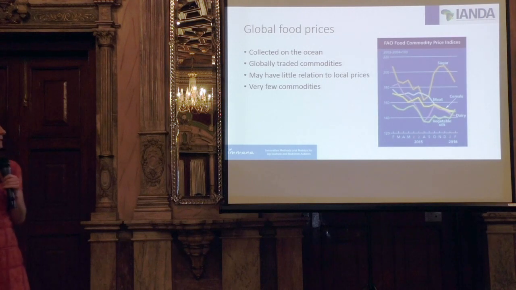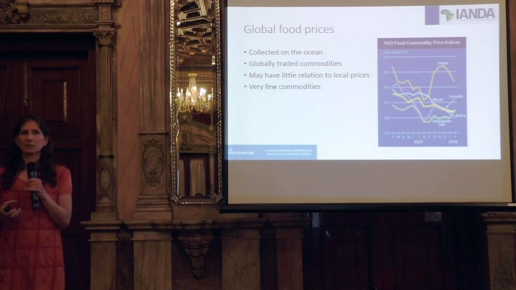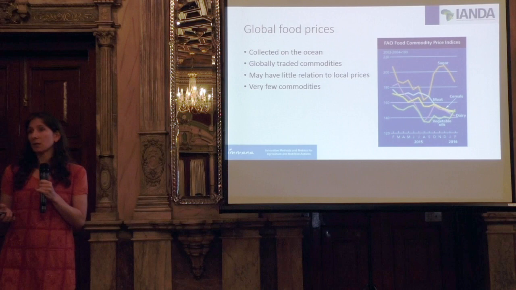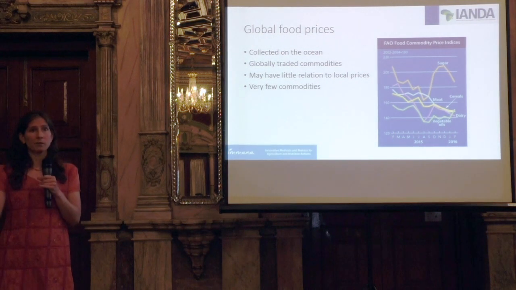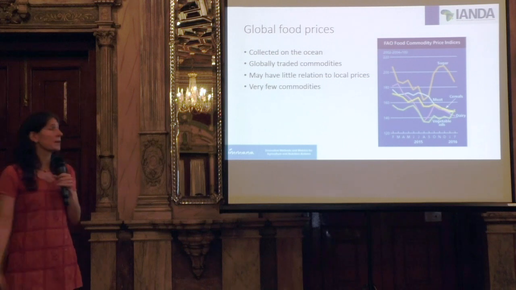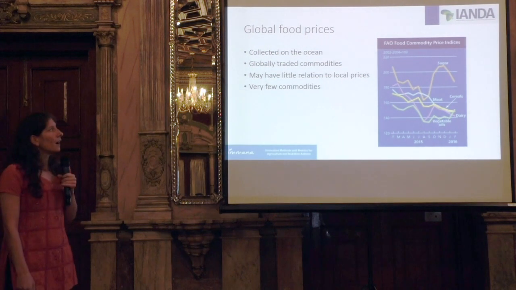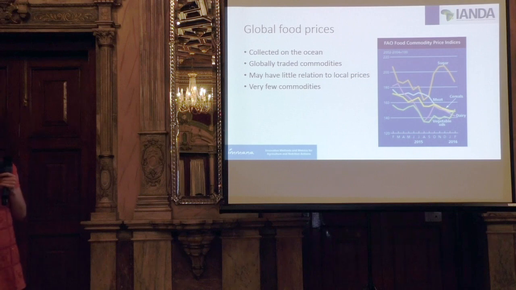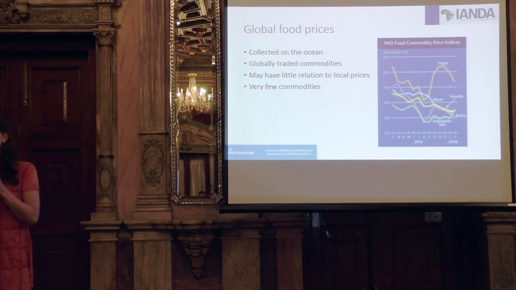So for global food prices, these are actually collected on the ocean, like on a boat. They're foods that are globally traded, and also global food prices might have very little relation to local food prices. It's a broad overview of economically important globally traded commodities, and there are very few commodities here. The FAO Food Price Index collects and tracks global food prices on 5 different kinds of foods: sugar, cereals, dairy, vegetable oils, and meat. So you can see there, that's certainly not motivated by a nutritious diet. It's just like an economic indicator.